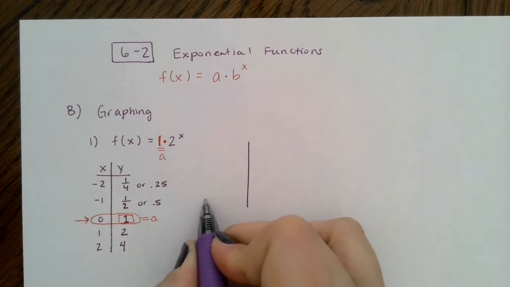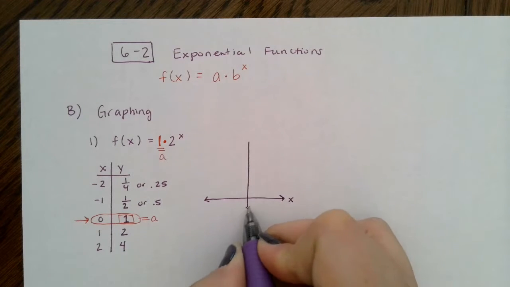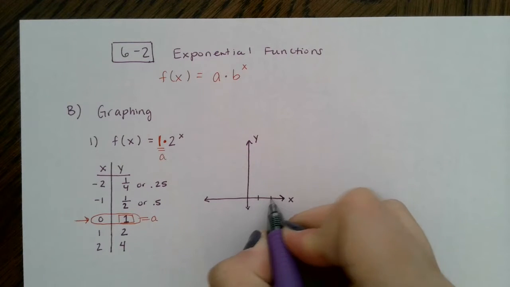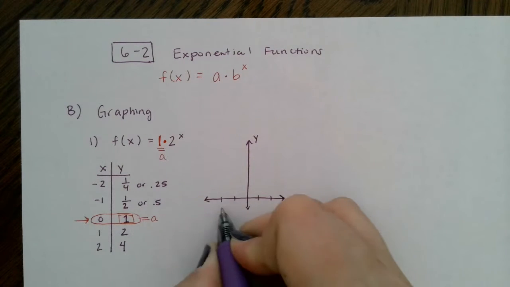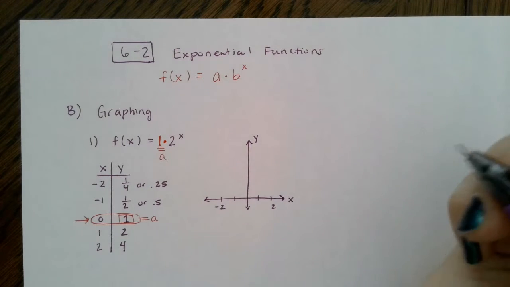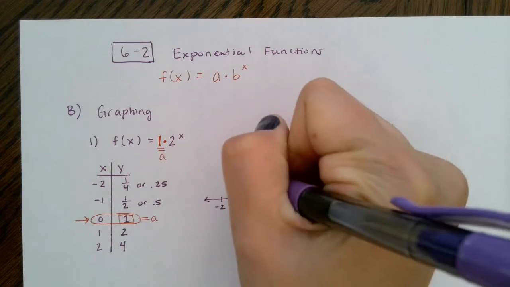So we label out our x-axis and our y-axis. We're just going to have 1 and 2, -1 and -2, because that's all that we did in our table. And really the highest value we need here is 4. So we'll go 1, 2, 3, 4, and we'll label those out. Again, we're just making a quick little sketch.